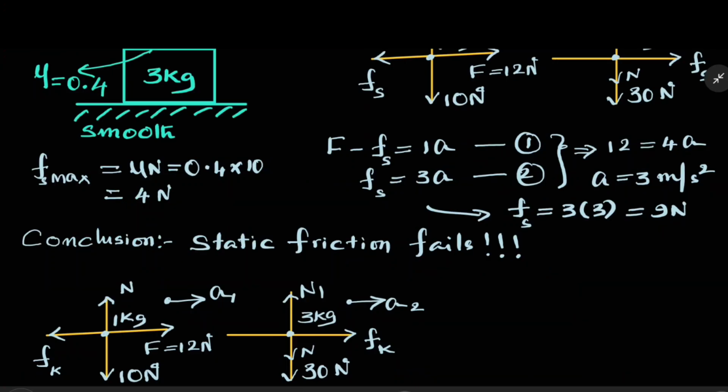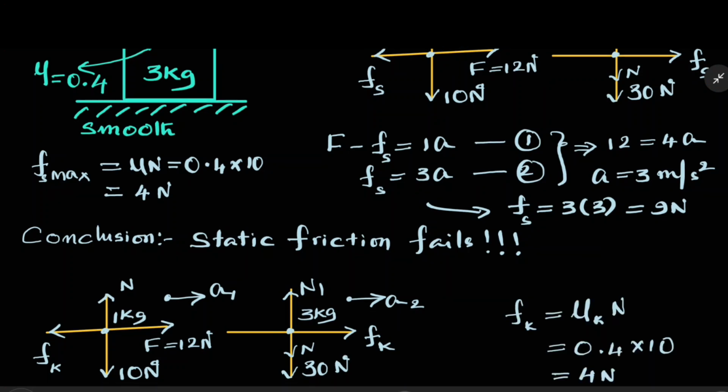So I am drawing the free body diagram again. Now the friction is kinetic. It is not a self-adjustable force or a variable force. It has got a fixed value of mu into n. So kinetic friction is mu into n, or mu k into n, which is 0.4 into 10. In this question, simply mu is given, which means that the coefficient of static friction is equal to the coefficient of kinetic friction, that is equal to 0.4. So that's the reason kinetic friction is also equal to 4 Newton here.